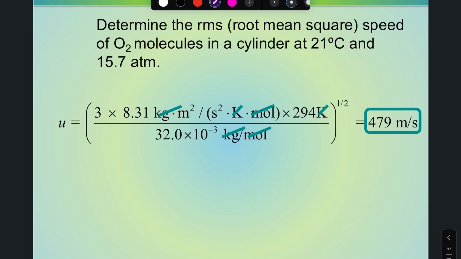And so we're doing the exact same thing. 32.0 is the same as 31.98 pretty much. It's just rounded. We have kilograms, we're canceling out. Kelvin, we're canceling out. Moles, we're canceling out. And then we're left with just seconds and meters. Meters squared and seconds squared, and that's going to be taken care of by the 1/2 exponent, which is equal to, taking the square root of something, we end up with 479 meters per second. So this is a red herring. We didn't need this at all.